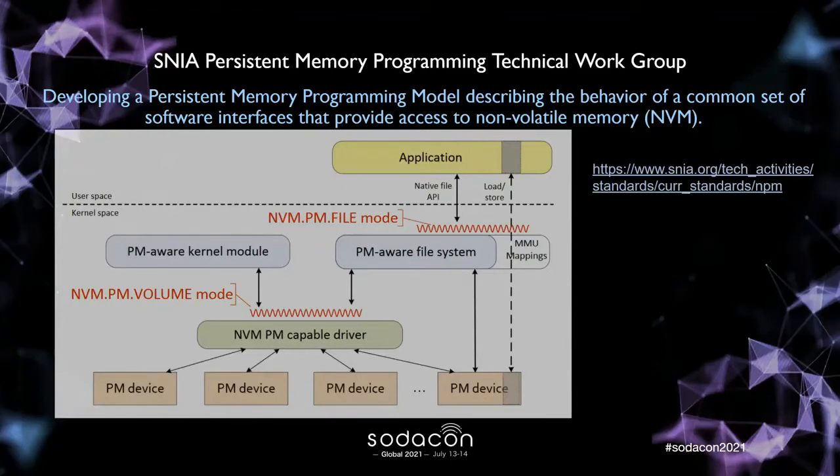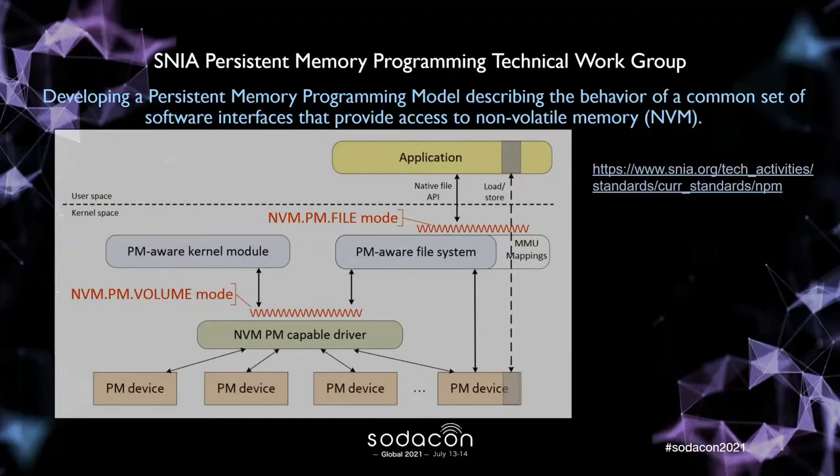If you want to see the full standard, you can see that in the link on the right. But the standard has a variety of different models. There's an application direct, basically using the standard load store capability, but we're using that in a persistent way. But we also created a very lightweight, what we call PM-aware file system in the specification, and that uses a variety of native file APIs.